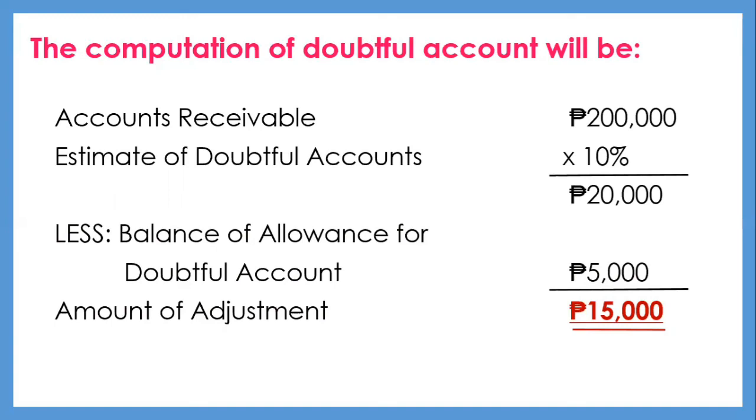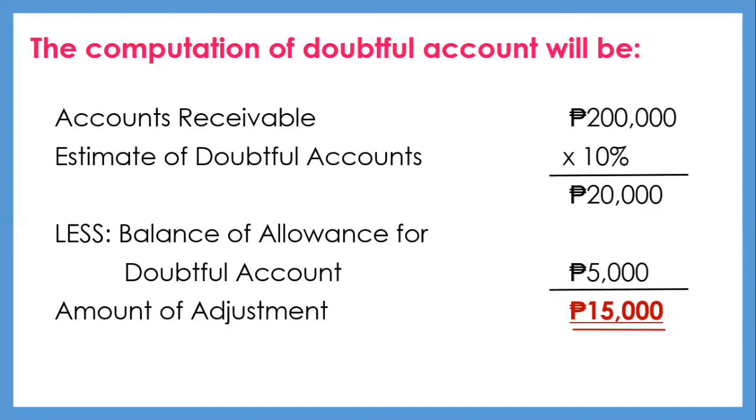And again, based on what I have just said earlier, if we make use of accounts receivable, the entry would be quite different because we still have to deduct the present balance of allowance for doubtful account after multiplying the accounts receivable with the estimated percentage of doubtful account. So based on our problem, the balance of allowance for doubtful account is 5,000 pesos. And so for that matter, 20,000 less 5,000, so that leaves us with 15,000 pesos.